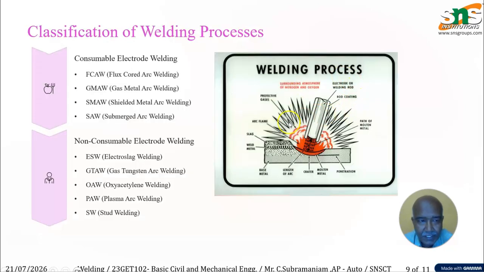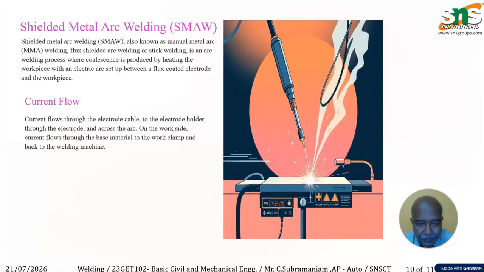Now, welding processes include consumable electrode welding and non-consumable electrode welding. Some weldings consume the electrodes, and some do not. Consumable electrode welding includes flux core arc welding, gas metal arc welding, shielded metal arc welding, and submerged arc welding. In these, the electrodes will be consumed. Non-consumable electrode welding includes gas tungsten arc welding, oxyacetylene welding, plasma arc welding, and stud welding. Here the electrodes will not be consumed, but due to the heat and pressure, the parent metal and the other metal are able to join.